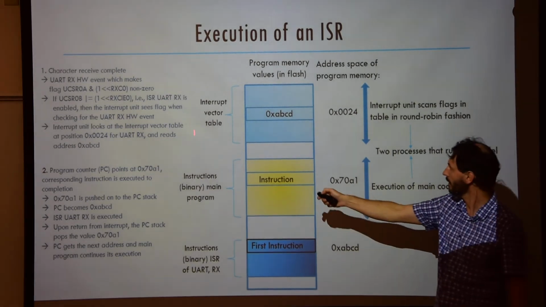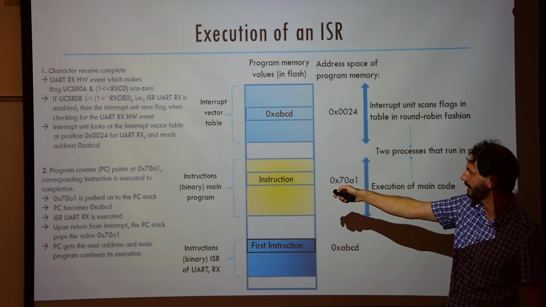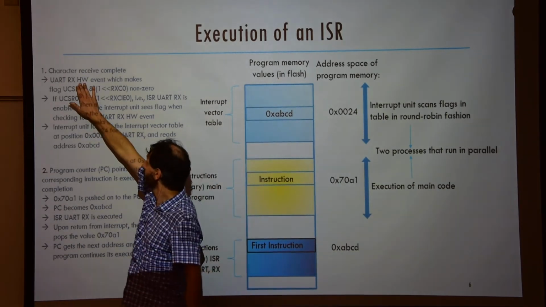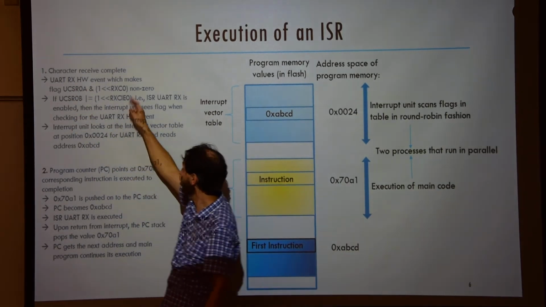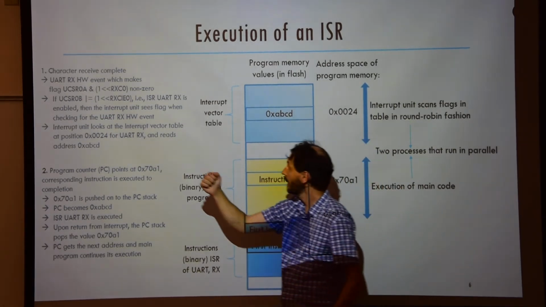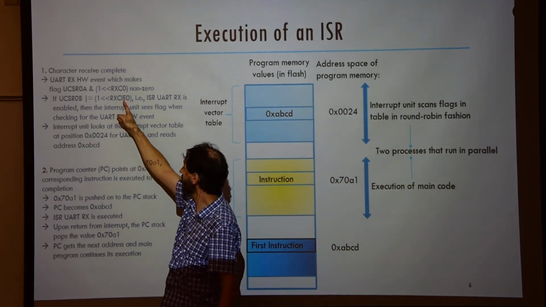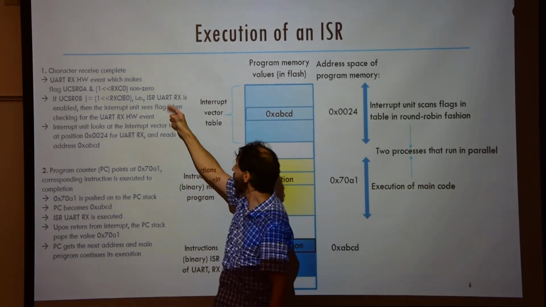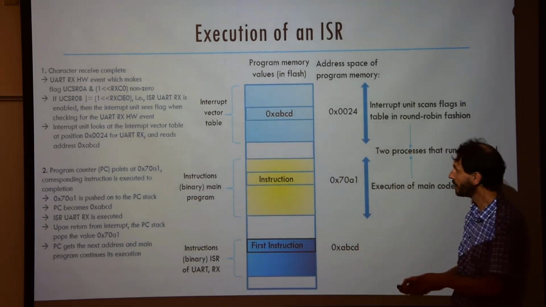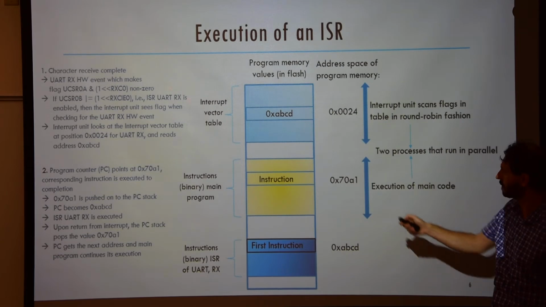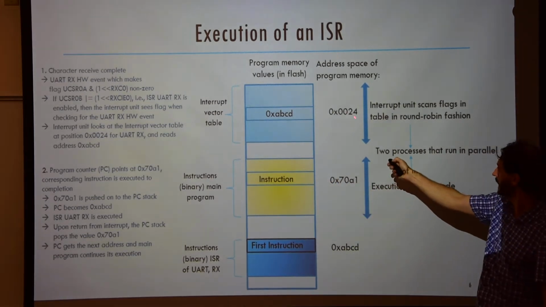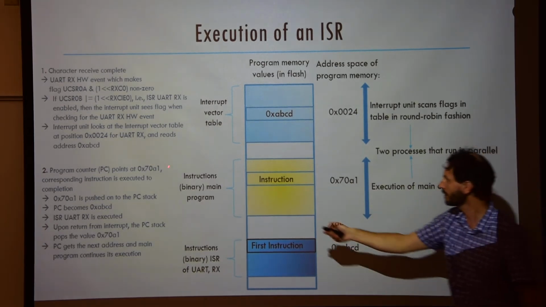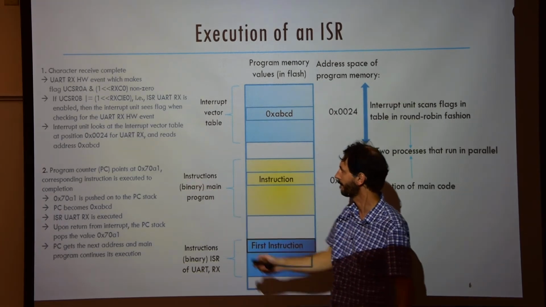So let's have a look at this piece of explanation here. Say a character receive complete happens. What's going on? The hardware event, which makes this particular flag non-zero, goes high, and then if this particular thing is enabled, the interrupt enable is set, which you already did a priori, then the ISR UART RX is enabled. That means the interrupt unit sees that that flag was set, jumps to this particular address, sees this address, jumps to that address, and starts executing the ISR. That's the whole idea. So that's what we talk about here.